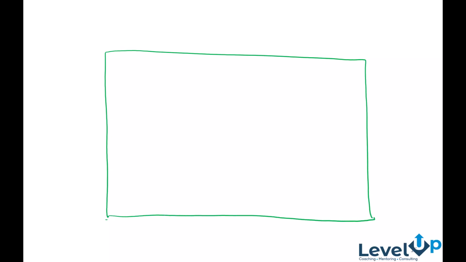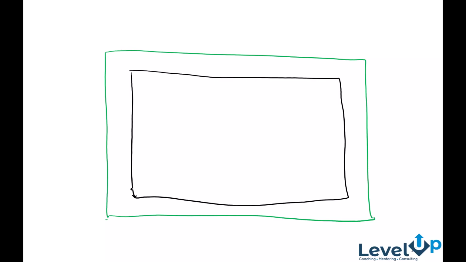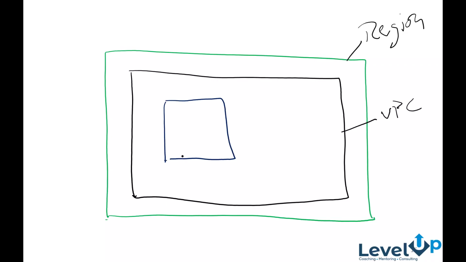Now, what we're going to do is create a VPC. I'm going to use the default VPC which is there. Let's say this is the region, and this is a VPC. Now inside the VPC, we are going to use basically 2 subnets, public and private. Inside this, I'm going to create an EC2 instance.